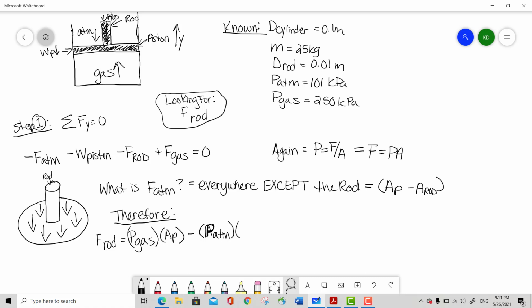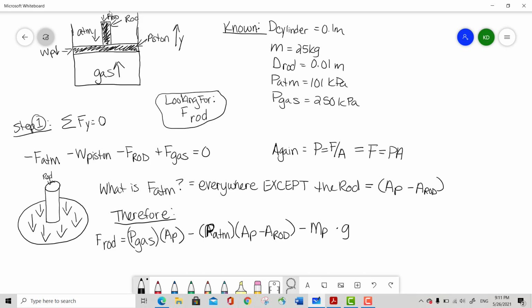Okay, times, what is our area? Where is that atmospheric pressure being applied to? It's being applied to the entire cylinder minus the rod. So right here, the area of the piston minus the area of the rod. Okay, and then we've got the mass of the piston times our constant, which is gravity.